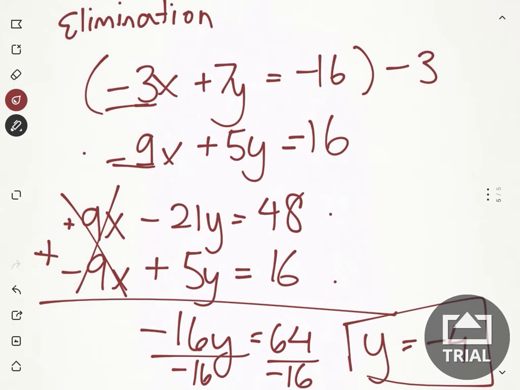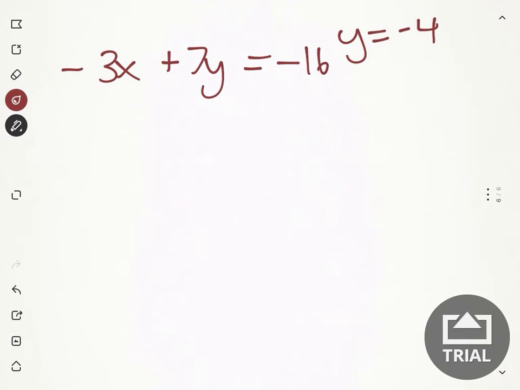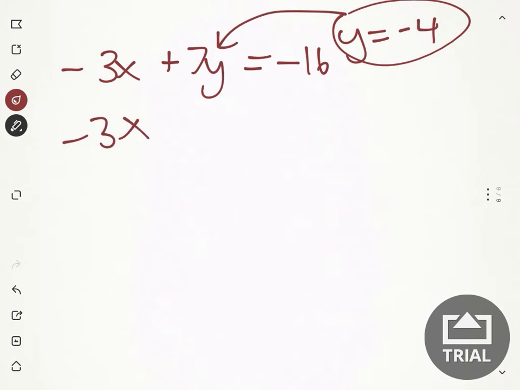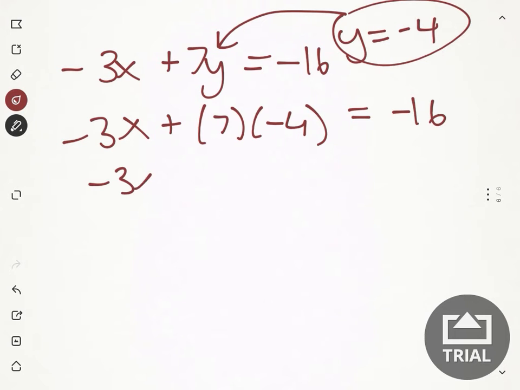So I'm going to pick this first equation to plug it into right here so we can find out our x variable. So we know that y equals -4, and we had our original equation, -3x plus 7y equals -16. I'm plugging this into the y right here. So I get -3x plus 7 times -4 equals -16, which is the same thing as -3x minus 28 equals -16.